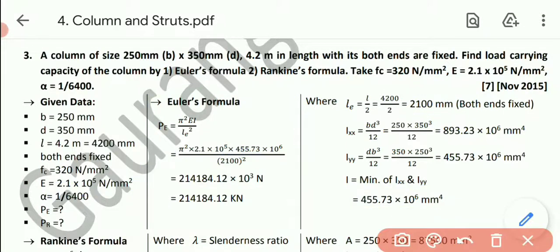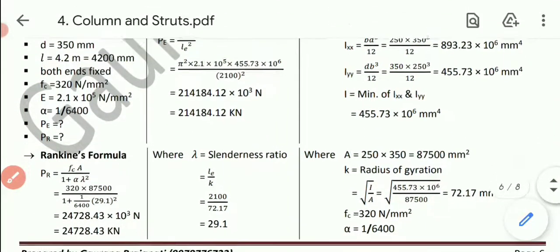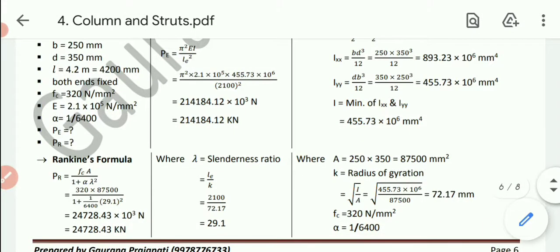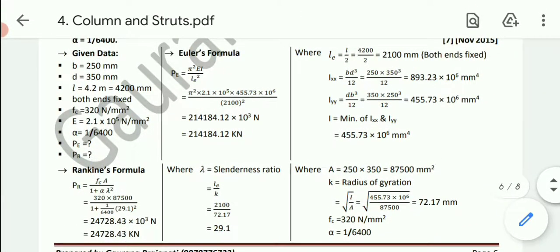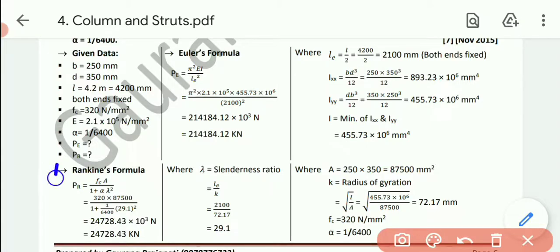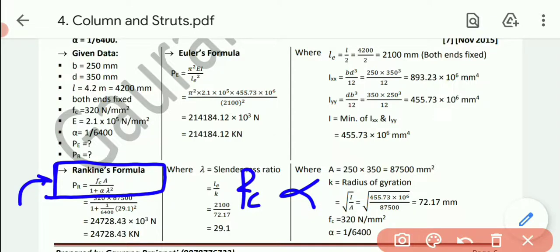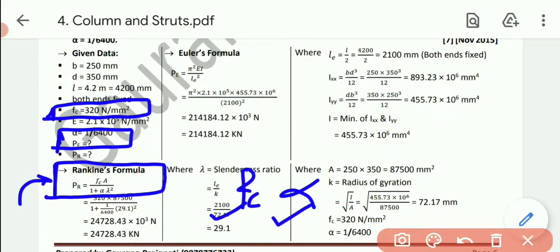This is the exact method we used in the previous example, but in this example they have told us to calculate the load using Rankine's formula as well. So now I will go for Rankine's formula. The formula is PR equals FC into A divided by 1 plus alpha into lambda square. Let's talk about the unknowns. Two constants, FC and alpha, will always be given in the data. FC here is 320 Newton per mm square, and alpha is given as 1 divided by 6,400.